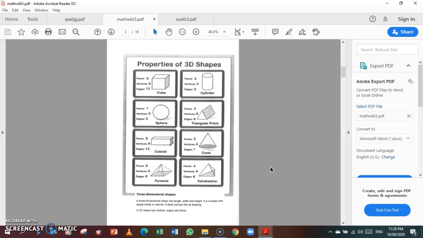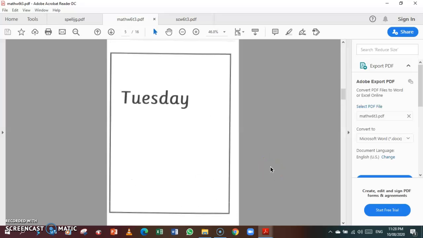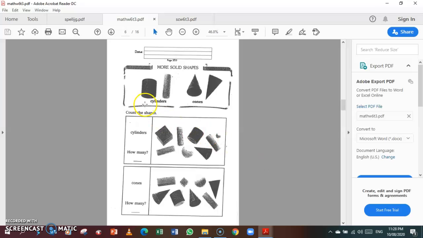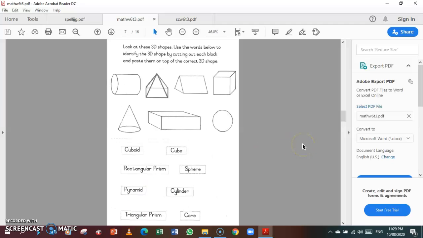Then we go to Tuesday. Here you've got cylinders and this is what they look like. And you've got cones which look like this. For this activity, all you have to do is count how many cylinders and write your answer down there. Then you count how many cones you have in this box and write your answer in there.